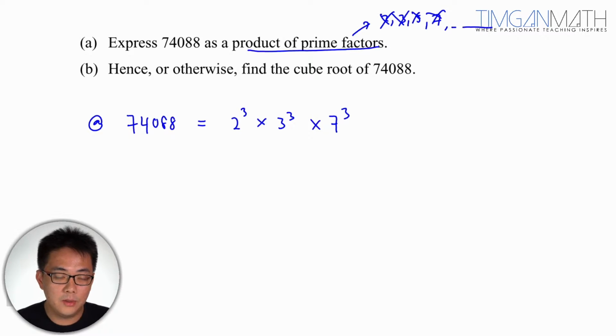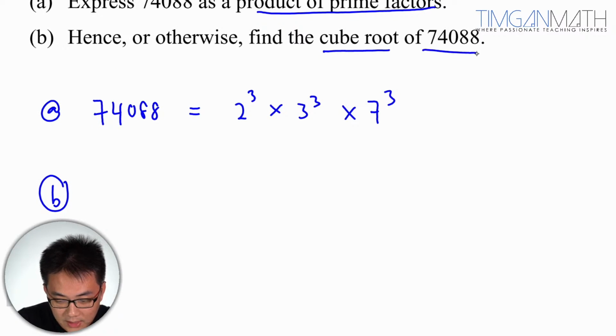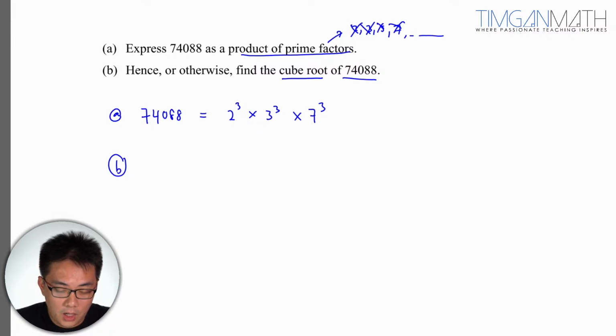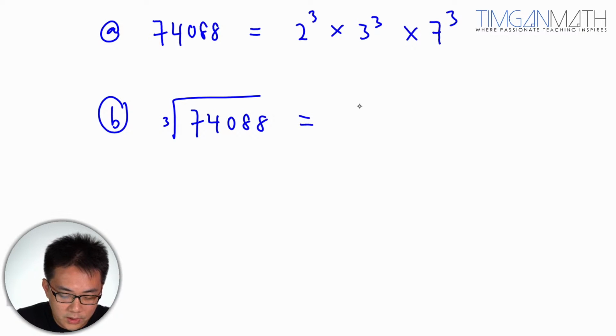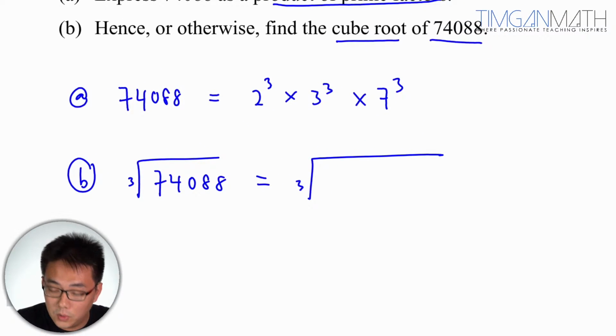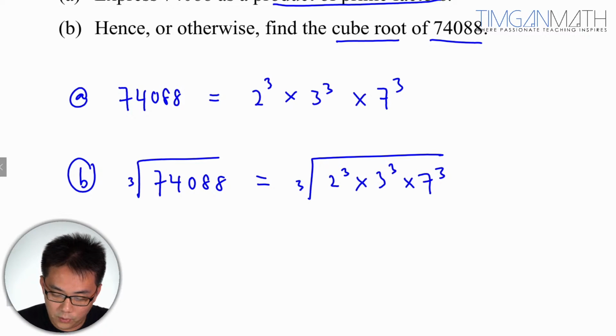Whereas for part B, you are told to find, hence or otherwise, the cube root of 74088. So similarly, what you need is the cube root of 74088, and what you need to do is just copy what you did previously, which is 2 cubed times 3 cubed times 7 cubed. So this is the cube root of 74088, meaning we broke it down to its prime factorized form.